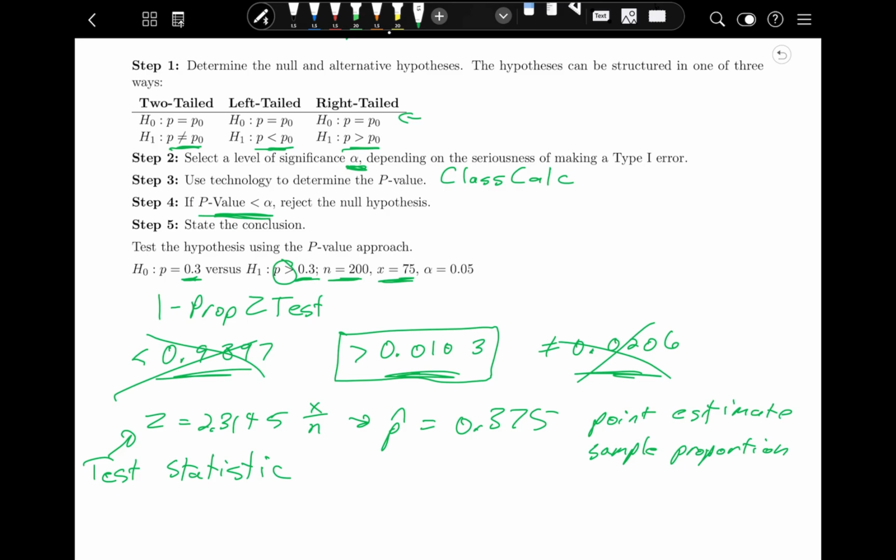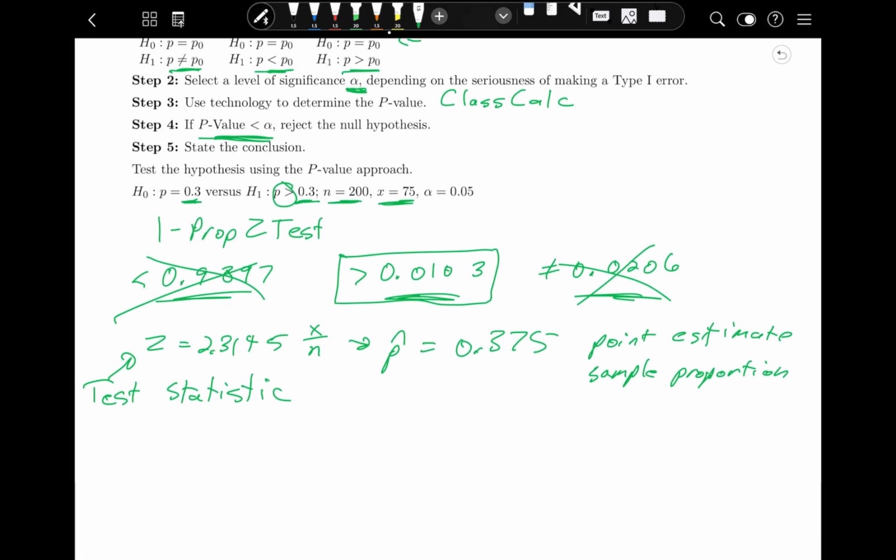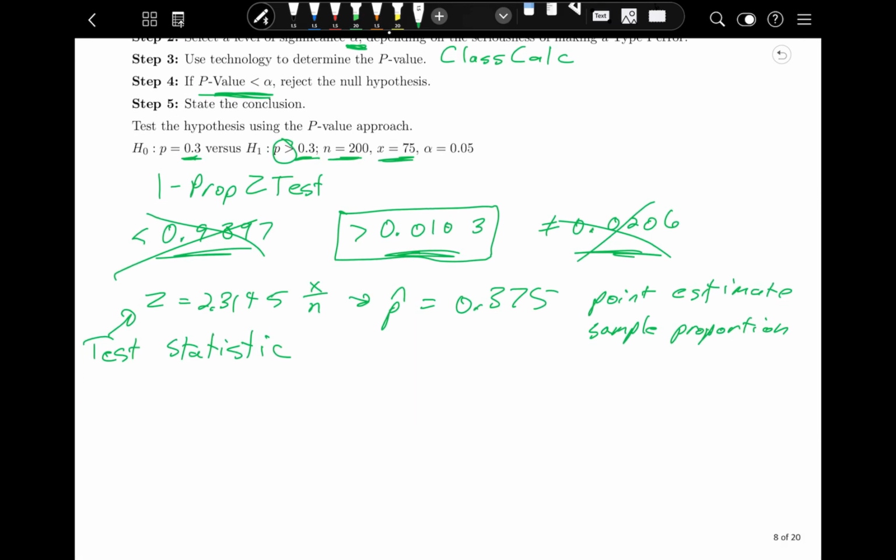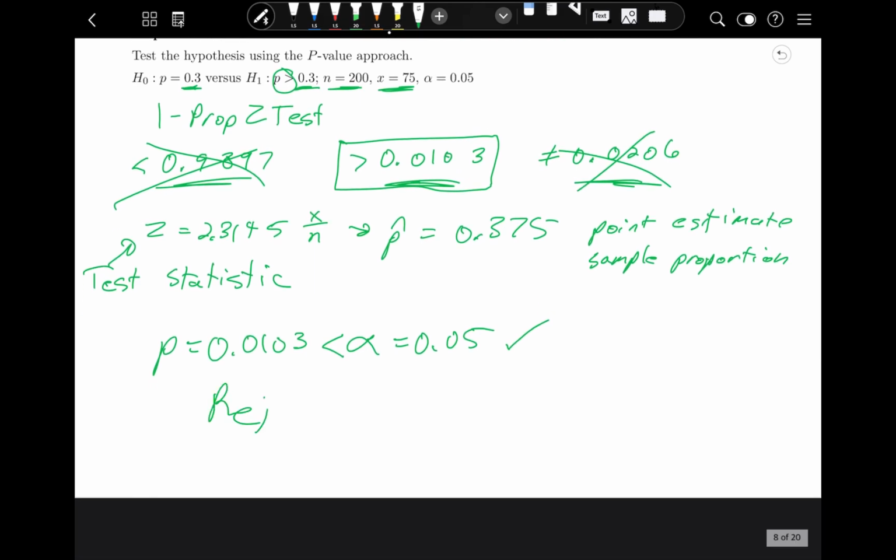And you may or may not need them on the problems. This one that's in the box is the one we need to determine whether or not we're going to reject the null hypothesis. The other ones are things they might ask you for on the homework. So in this case, our p-value is 0.0103. And so the question is, is that less than our alpha, which is 0.05? And in this case, it is. So therefore, we can reject the null hypothesis.